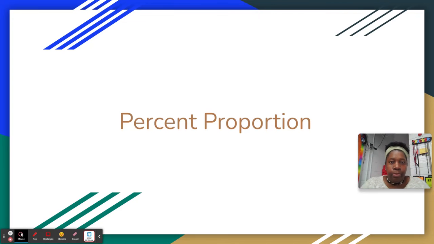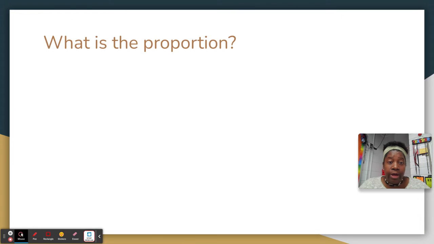Today we'll talk about percent proportions. This can be a hard topic for some kids, but really the whole thing is you're really going to have to think about your problems. Sometimes there's going to be information that you need that is not given to you. So let's jump right into it.